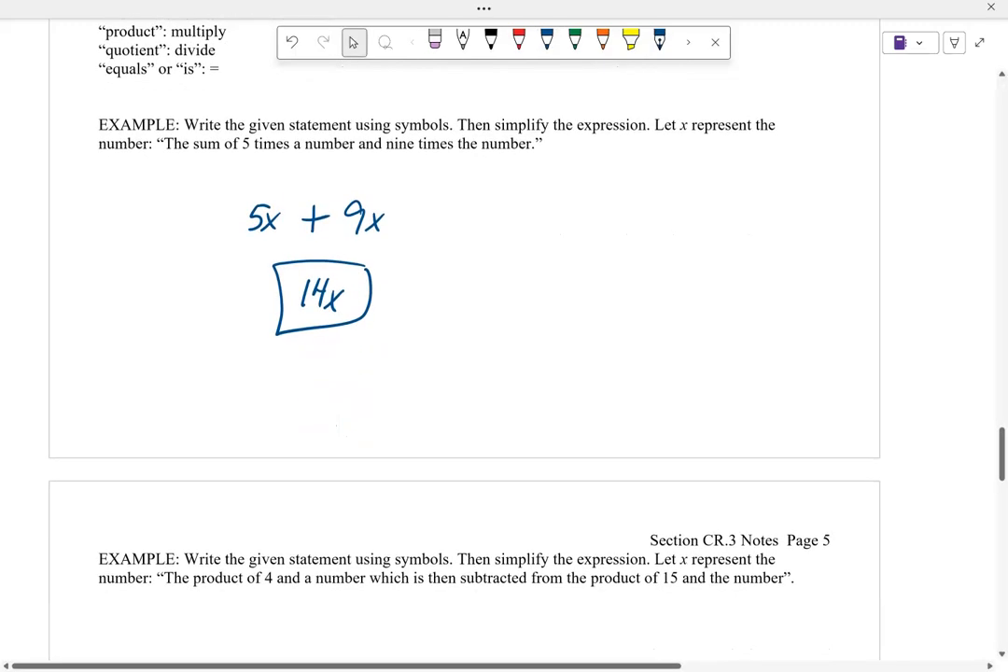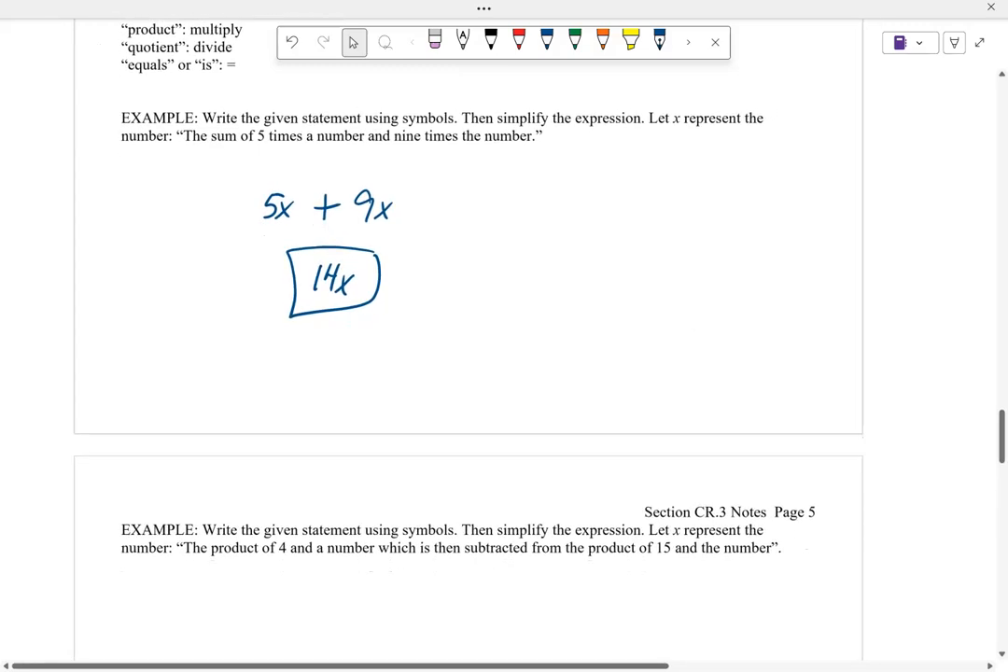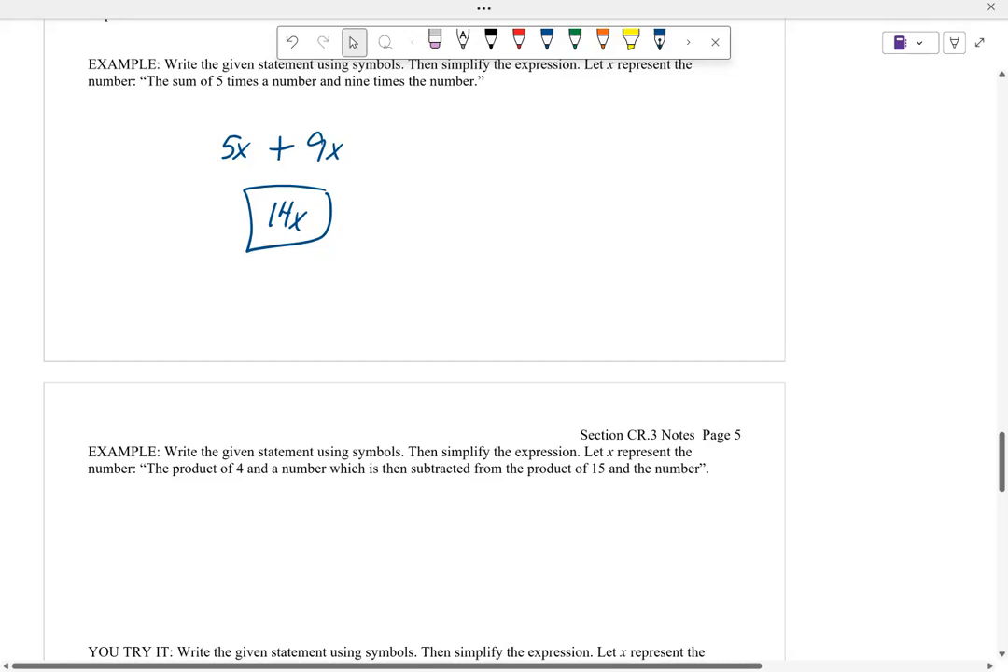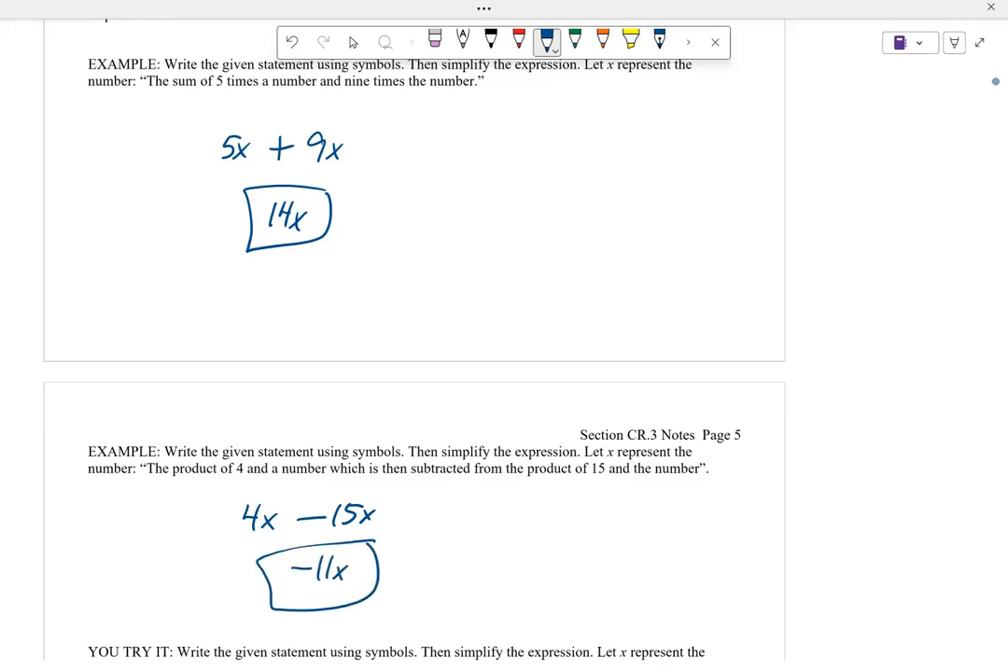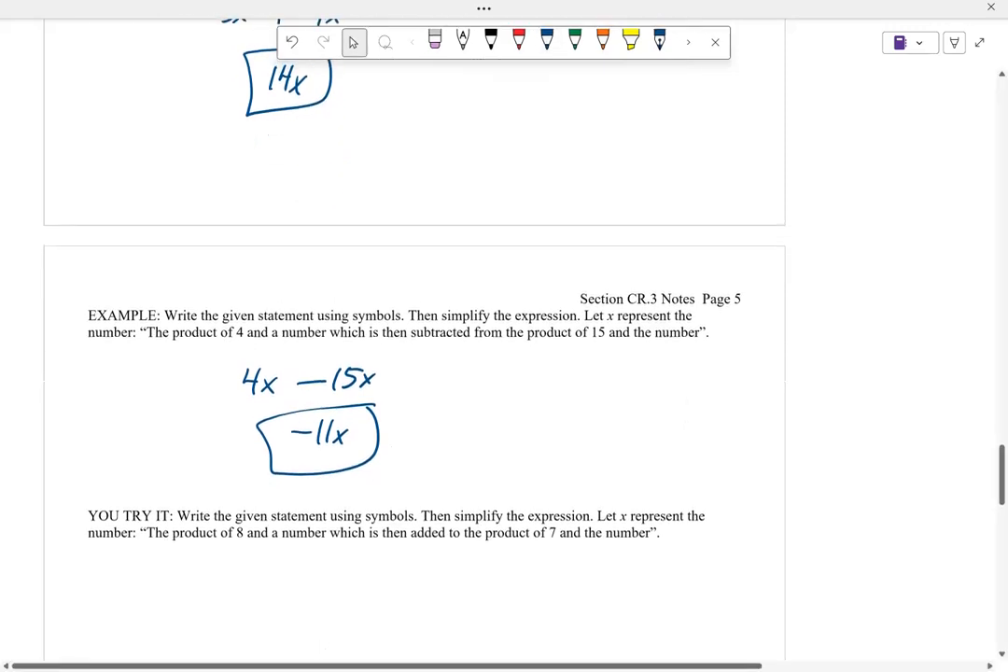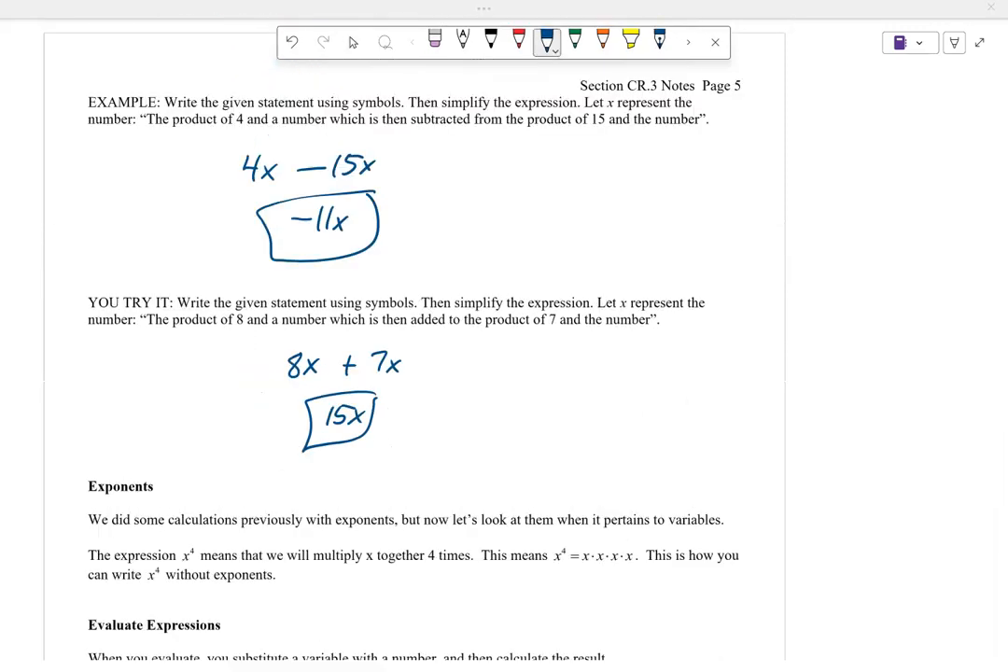Let's look at another one, this one down below. The product of 4 and a number. So product of 4 and a number, we don't know what the number is, we'll let it be the variable x. Product of 4 and a number, which is then subtracted from the product of 15 and the number. So it looks like we got negative 11x. Why don't you guys try the next one? Well, check your U-try problem there.